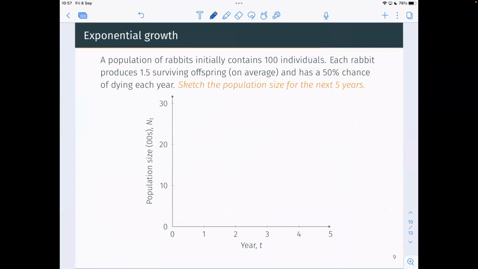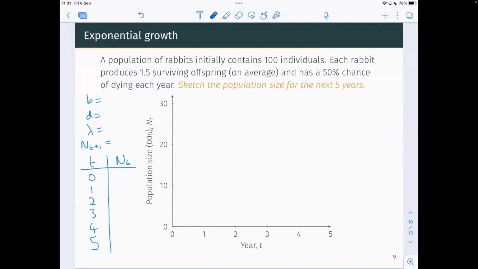We're going to use this linear model that we've just been using now. So write down what your B is, your D is, your lambda, and your N0. And then I suggest having a little table like this, with your time and your N_t, and have a go at sketching what this graph looks like. Okay, let's see how you guys got on.